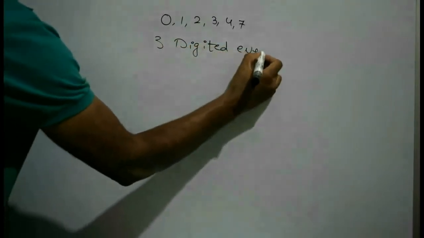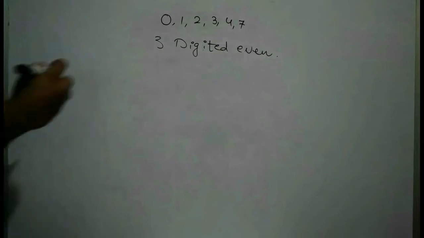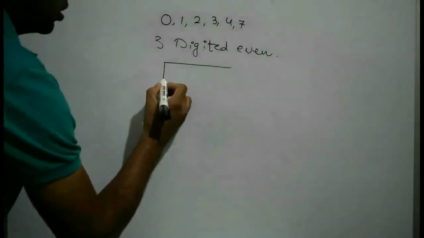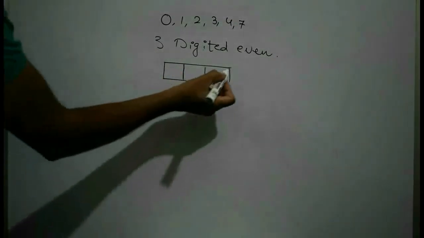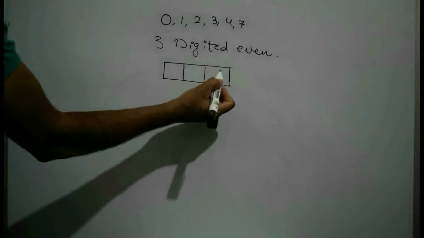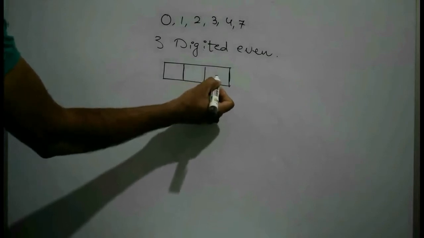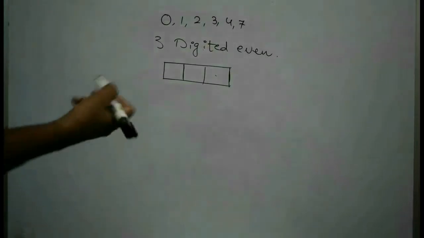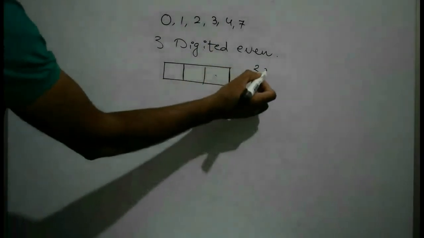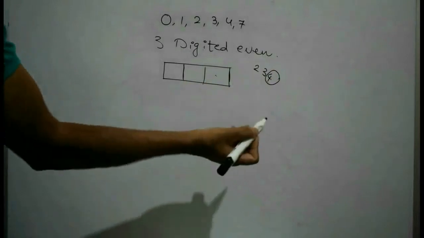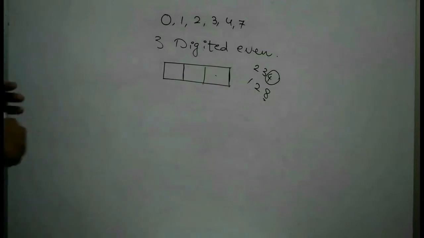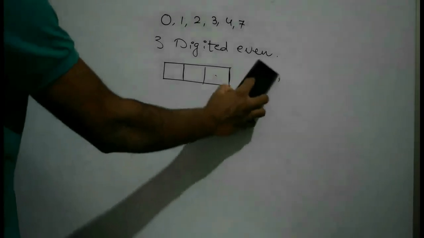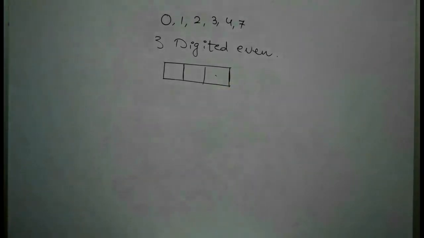Whenever you want to construct a number of 3 digits which is even, a number is said to be even if the last digit, the digit in the units place, is an even digit. For example, 234 is an even number because 4 is an even digit. 128 is even because the last digit is even. So whenever the last digit is even, the number will be divisible by 2, and a number divisible by 2 is called an even number.